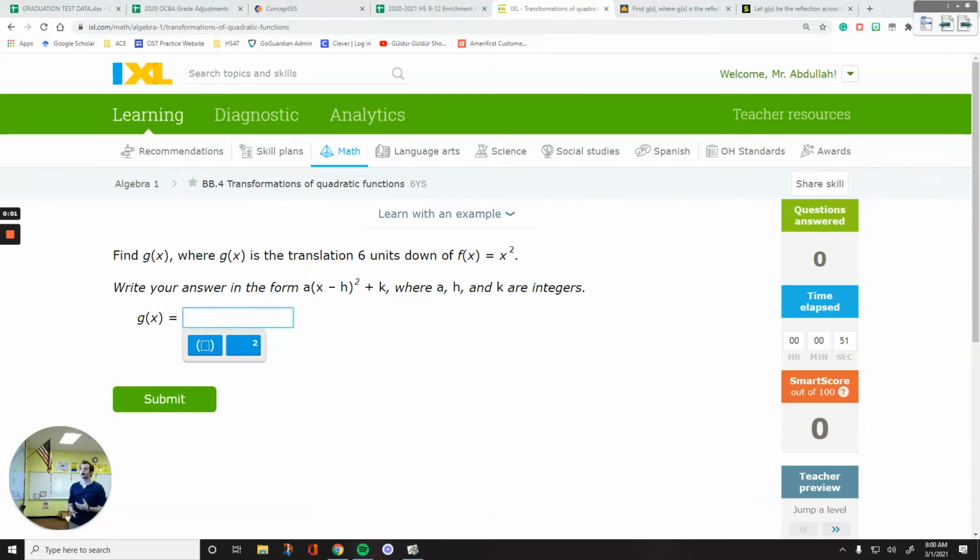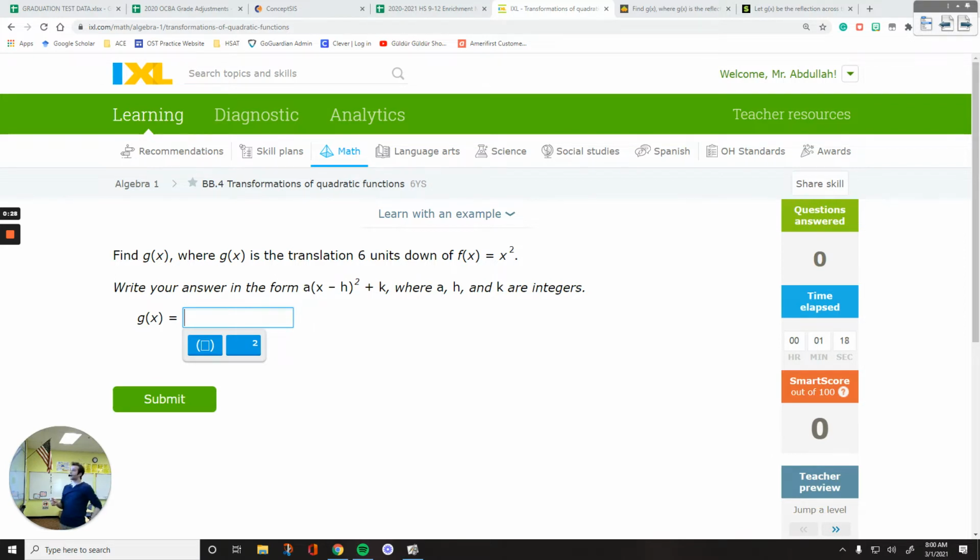Hello everyone, in this video we are going to talk about how to transform quadratic functions. We are going to learn about translating them, reflecting them, and rotating them. They both have formulas that you can apply, or you can actually think about what that means and then figure out how to write it out. I'm going to use the formula method in this assignment.